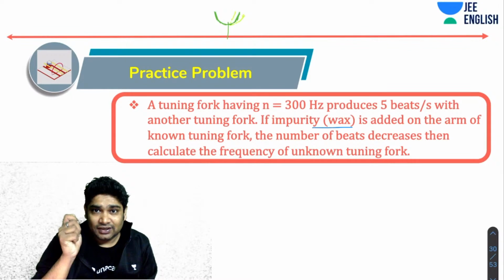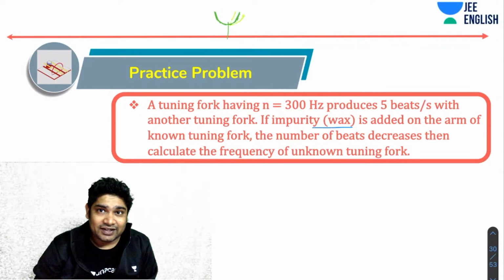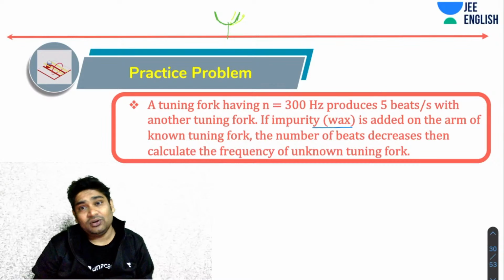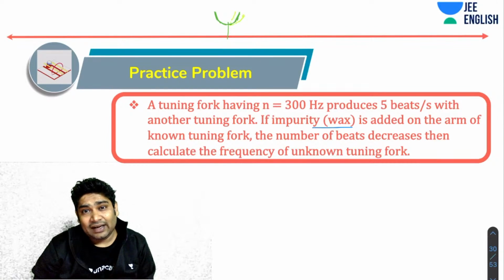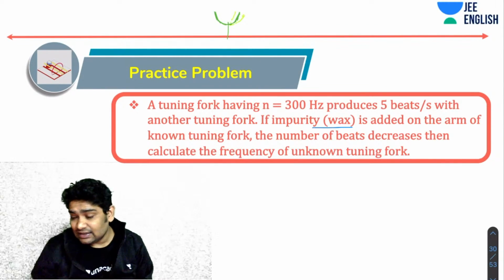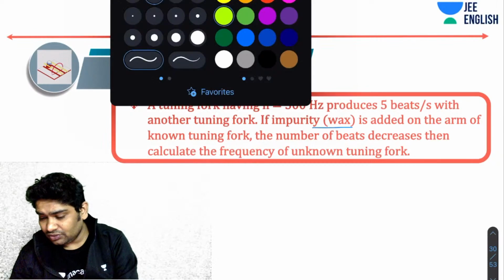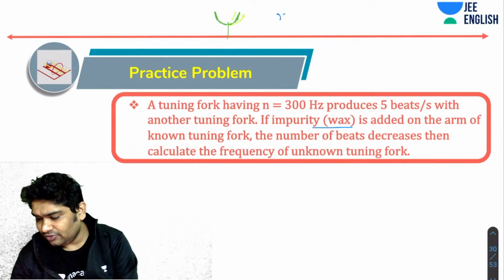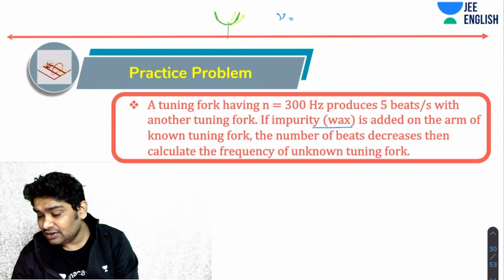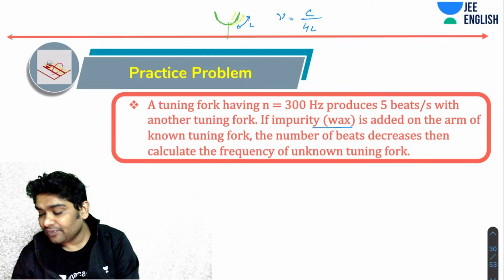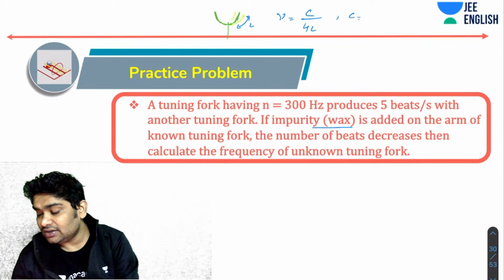Whenever you hit it and let it vibrate, it is vibrating in its fundamental frequency. And fundamental frequency is C by 4L for such a configuration, and C is root of P over mu. So you will realize that the frequency of the tuning fork is C by 4L, where L would be this length, okay, and C is root of P over mu.